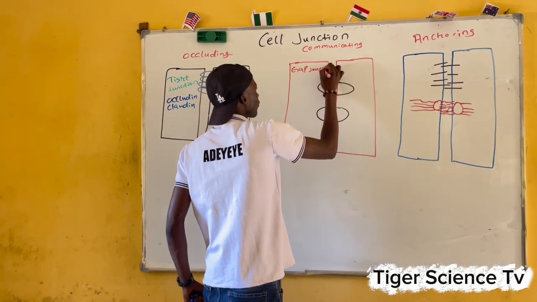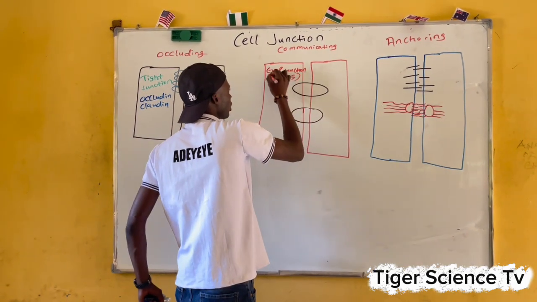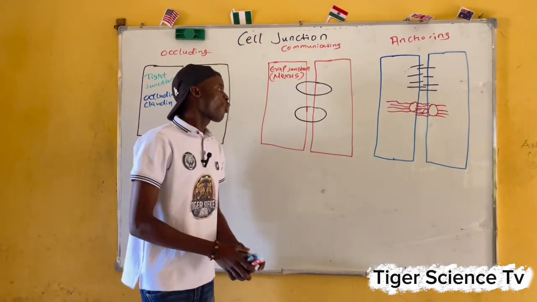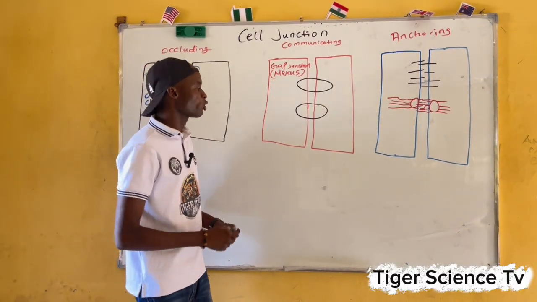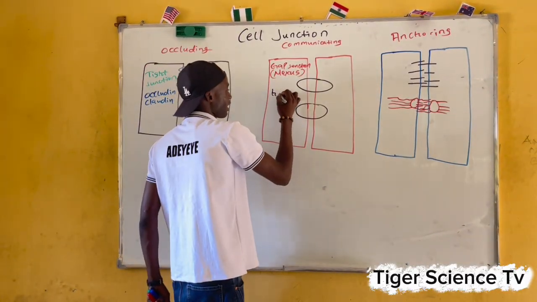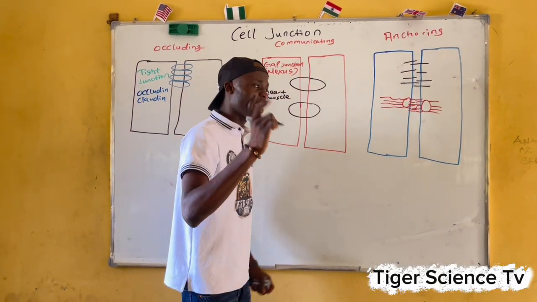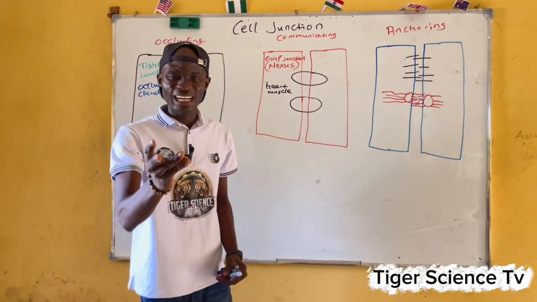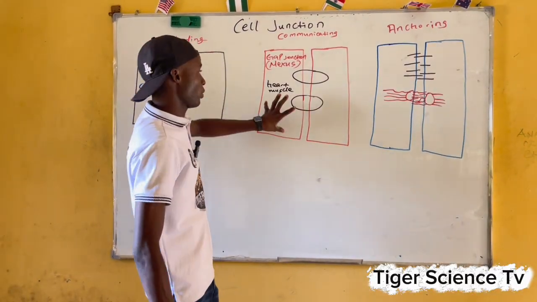Another name for gap junction is nexus. So where can we find gap junction? Which part of the body? You can find it in the heart muscles. Number two, you can also find them in the chemical synapses, over there in the brain. That's where you can find them.